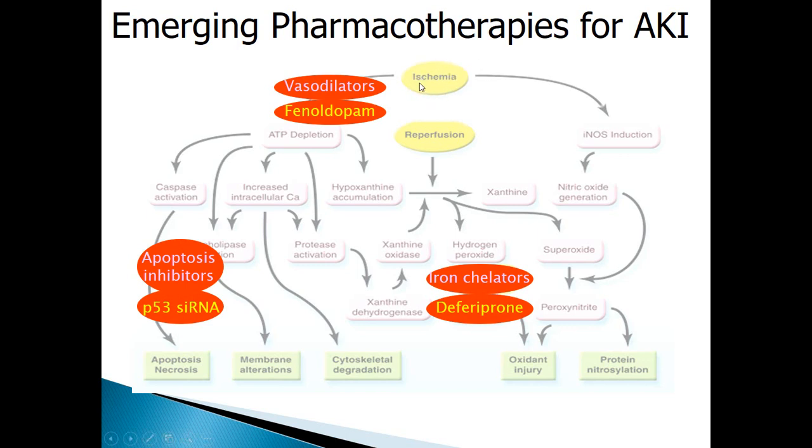So if you have this massive ischemia, then you can theoretically use a vasodilator like fenoldopam to try to mitigate that initial ischemic event. Again, you need labile iron to progress to that oxidant injury. So using iron chelators like deferiprone is also under study to try to prevent oxidant injury. Inhibiting apoptosis with what's called a small interfering RNA is also under study.